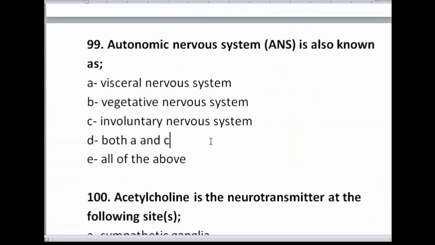Now moving on to the 9th MCQ of this video. Autonomic nervous system is also known as visceral nervous system, vegetative nervous system, involuntary nervous system. Option D is both A and C, while option E is all of the above. Actually, autonomic nervous system is also known as visceral, vegetative or involuntary nervous system. So option E is correct. All of the above are synonyms for autonomic nervous system.